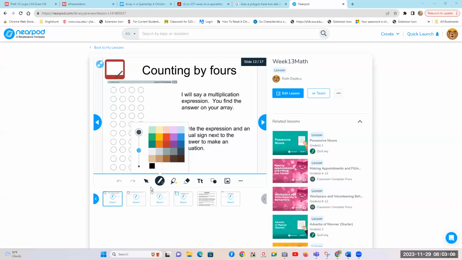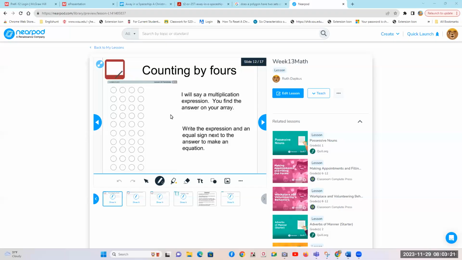Hi, friend. So for math, we're going to continue to work on using that array that you built, in counting by fours. So I will, let me see, make sure I have the right screen here. Okay, yep. So I will say a multiplication expression, and you'll find the answer on the array.